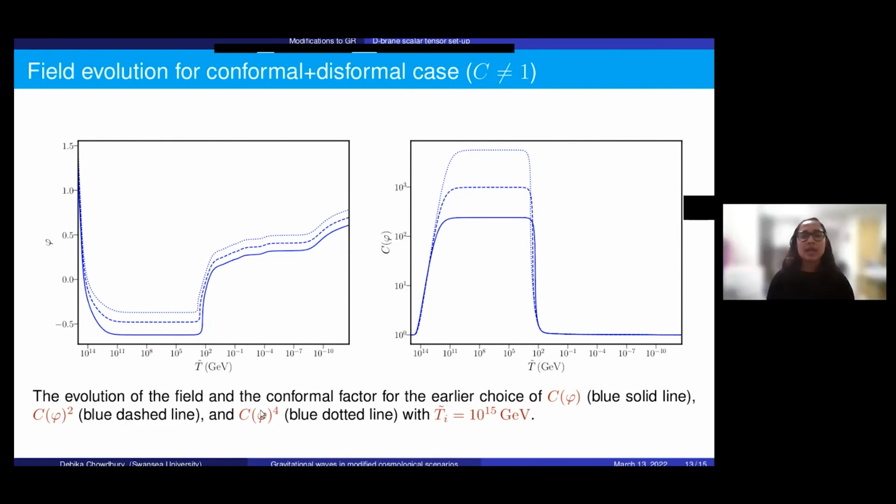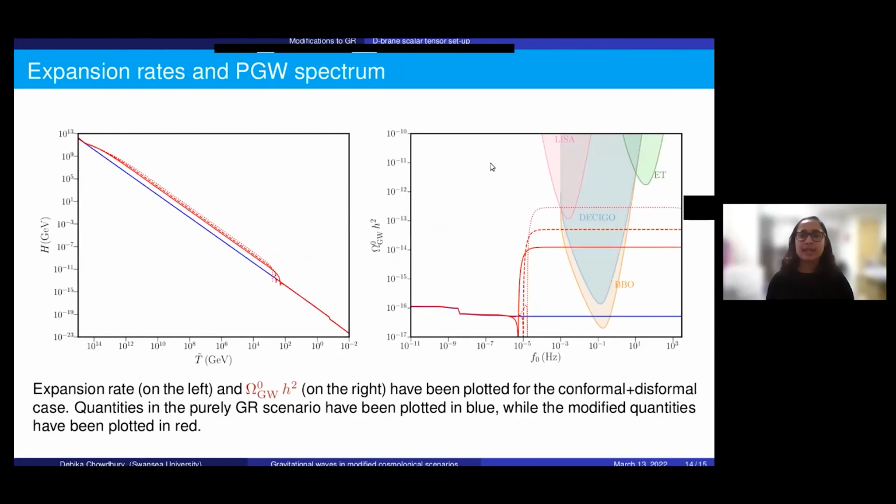So as expected, for C phi power 4, the amplification is maximum. And this can also be seen in the behavior of the PGW spectrum as well as the expansion parameter. It is maximum. It is lesser than what we saw in the purely conformal case, but it should be detected by some of the future experiments.